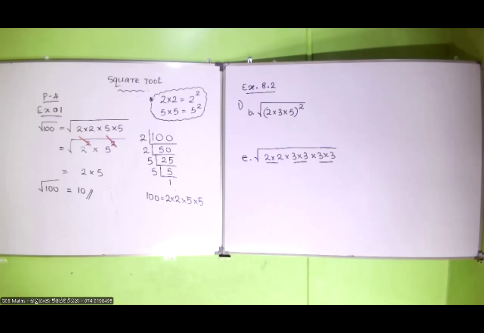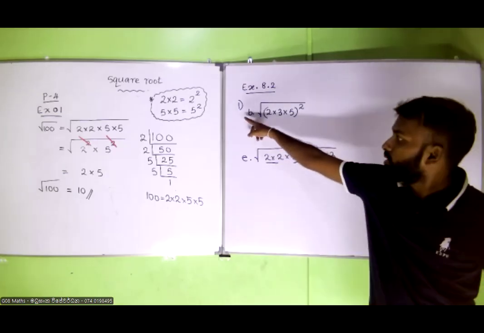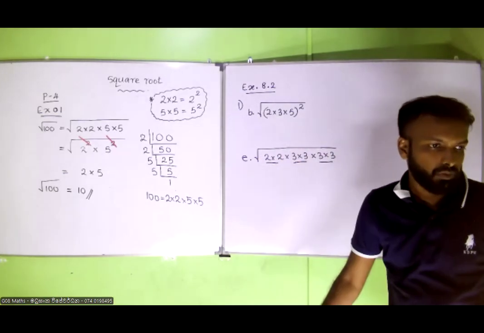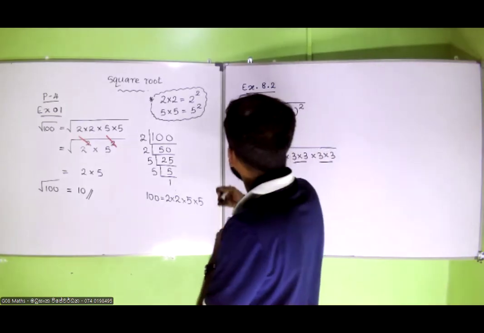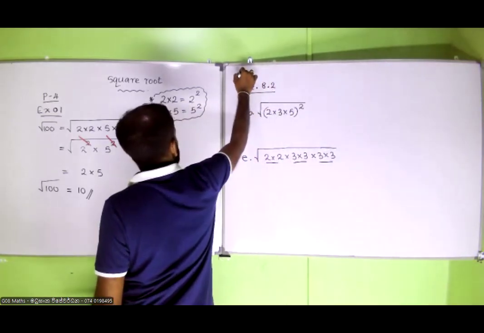So the second part you have to do by using prime factors. I'm asking the first question, part B and part E, under page number 5, Exercise 8.2.